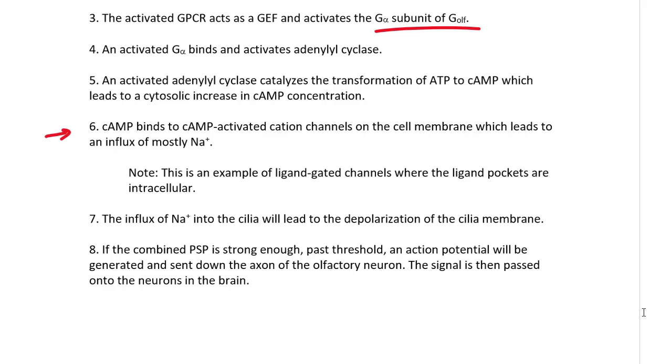And cation channels, when you open them, will mostly conduct sodium. Note, this is an example of a ligand-gated channel where the ligand pockets are intracellular. The influx of sodium into the cilia will lead to the depolarization of the cilia membrane, something we've seen before. If the combined PSP is strong enough, past threshold, an action potential will be generated and sent down the axon of the olfactory neuron. The signal is then passed on to neurons in the brain.